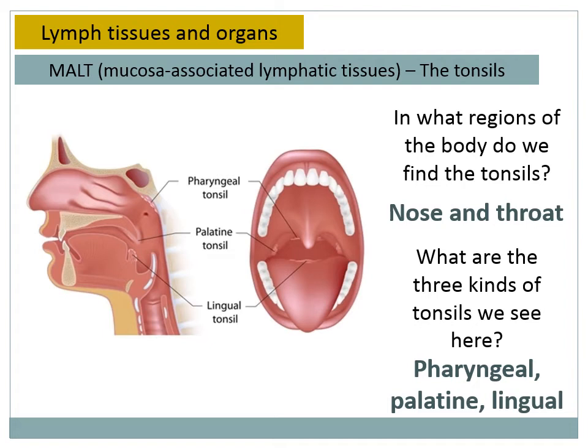Your pharyngeal tonsil is at the back of your throat and nose, so you can see it here. Your palatine is hanging off of this thing called your soft palate, and your lingual tonsil should make you think of your tongue. Those are the tonsils you find on the back of your tongue.